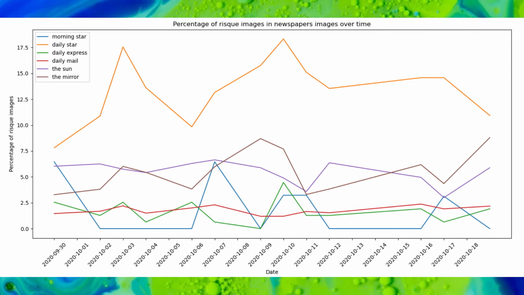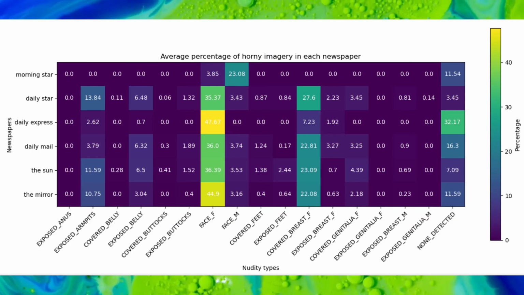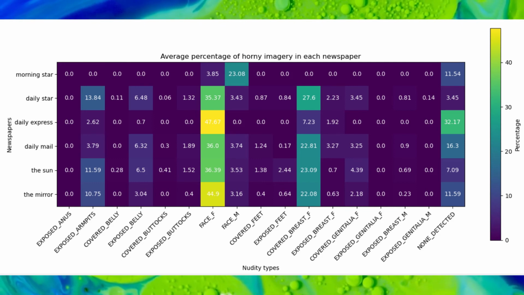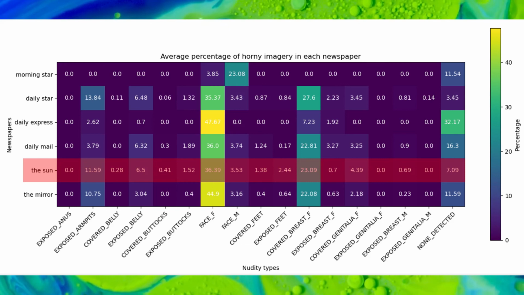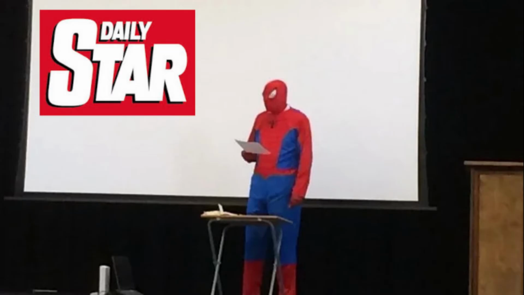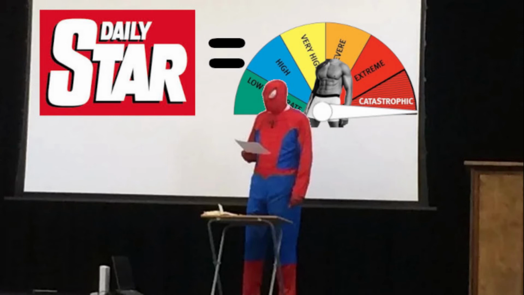Final slide, please. Here's a heat map of the types of nudity for each paper. It's hard to say exactly which paper has the most nudity out of the Daily Star and the Sun, but it doesn't matter anyway because the classification AI wasn't great. So in conclusion, the Daily Star is the horniest newspaper with the highest amount of images and words being horny. Now you can tell your dad to start buying the Daily Star instead.